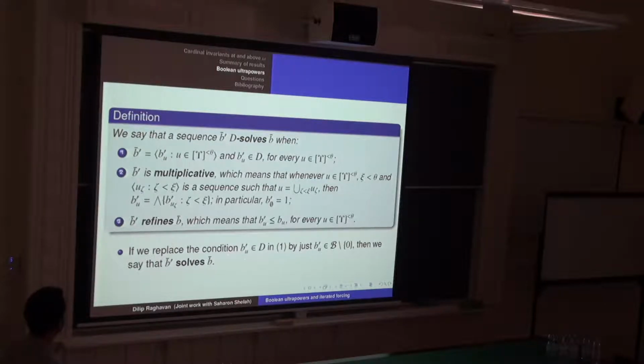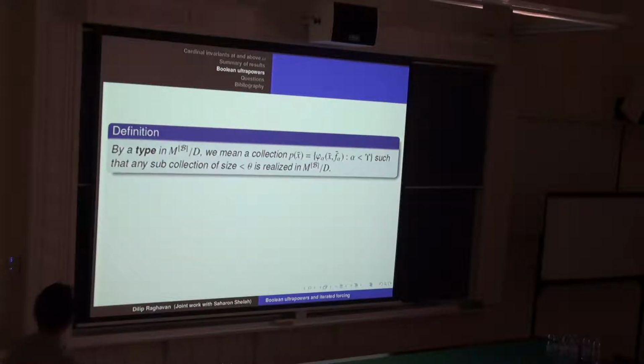Oh, I see. So if I don't require that B prime of U is in D, but simply that it be non-zero, then instead of "D solves," you just say "solves." I'll probably need that for some later definition. That's why I have it.